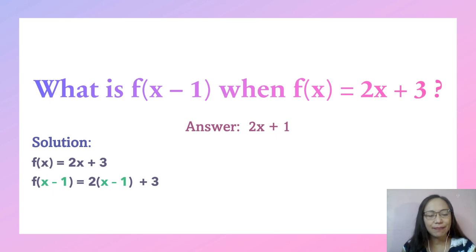And then distributing this, we have 2 times x, we have 2x. 2 times negative 1, we have negative 2. And then we bring down positive 3 there. So we have 2x minus 2 plus 3. Finally, combining like terms, we have 2x, which has no similar term. And then we combine the constants, negative 2 plus 3, you have positive 1. Therefore, our final answer is f of x minus 1 equals 2x plus 1.